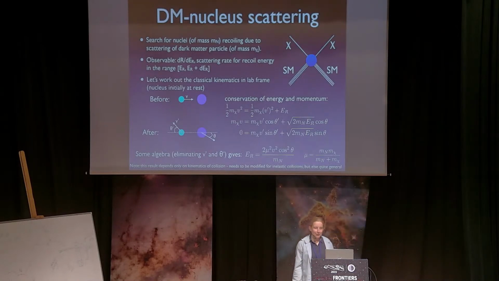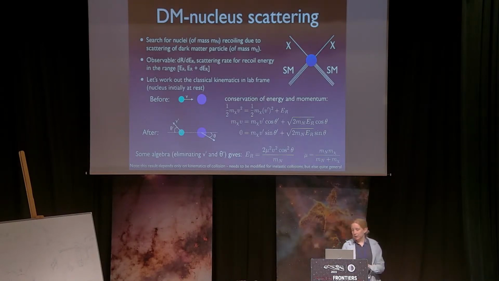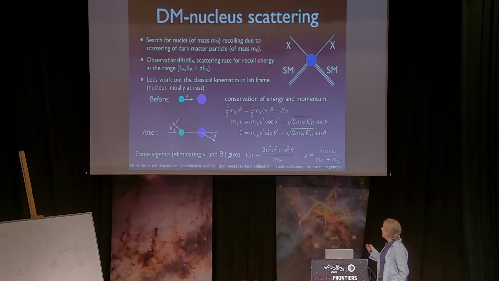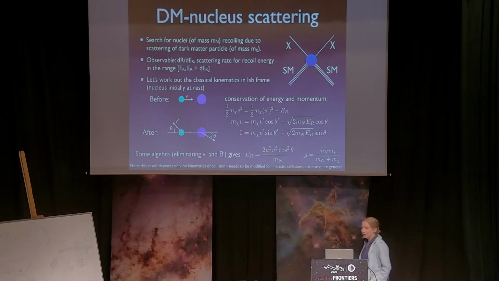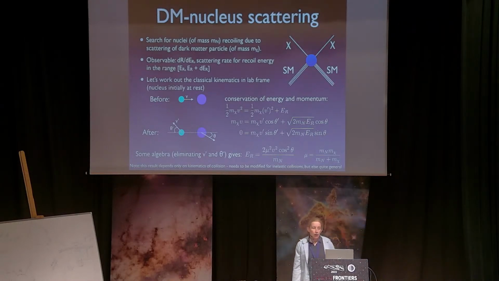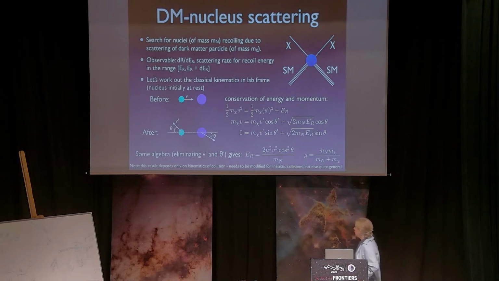It's just basic classical kinematics. So if we imagine searching for nuclei of mass Mn that are recoiling due to the scattering of a dark matter particle, which I'm going to label as having mass m chi here. So chi here means the dark matter, SM means the standard model particle it's bouncing off, in this case a nucleon. Then the observable that we're going to look at is the rate of recoils as a function of their recoil energy, which I call ER.